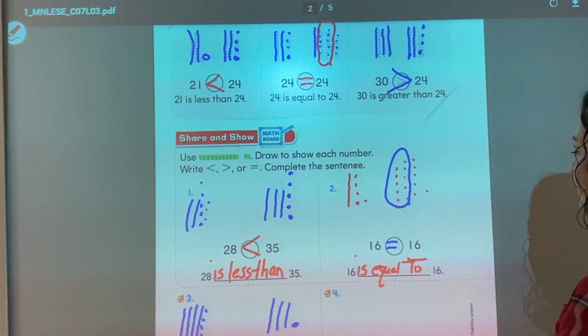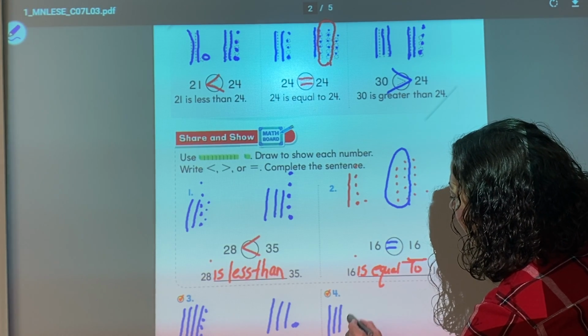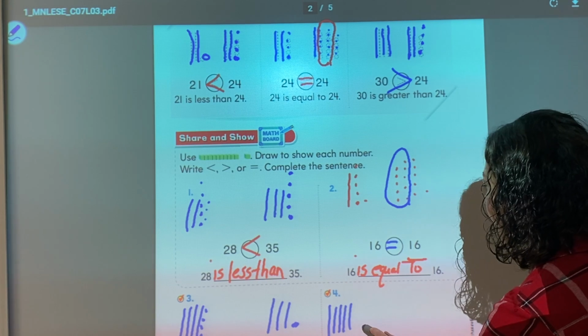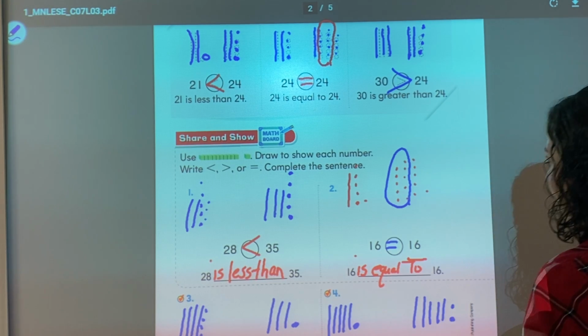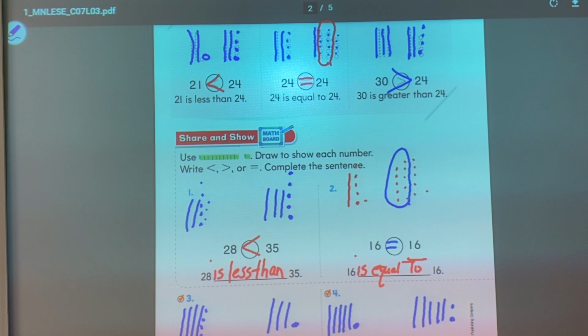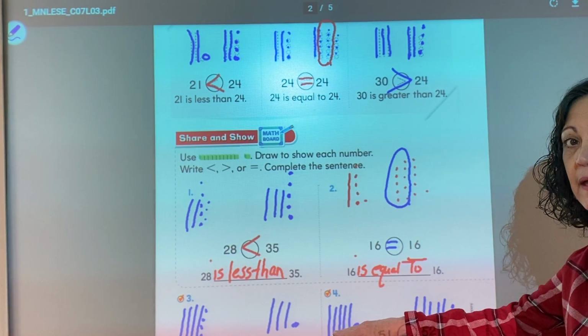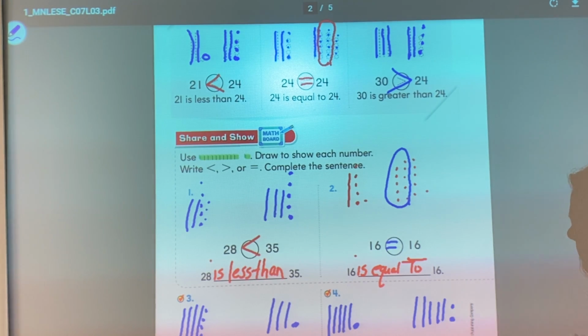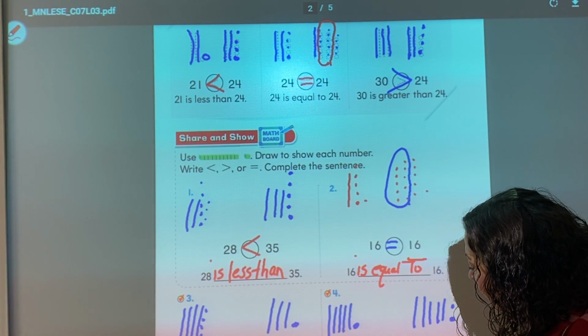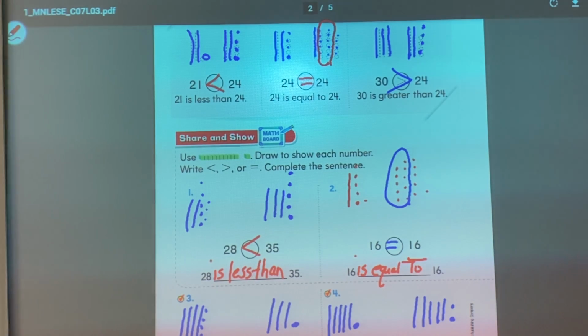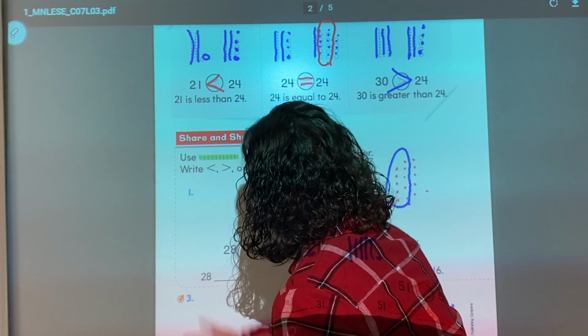Next I have 51 and 52. Well, 51 has 5 tens and 1 one, and 52 has 5 tens and 2 ones. So which one's the biggest? Well, the 5s are the same, so I have to go to the ones place. 2 is greater than the 1, so that means 51 is less than 52. Alligator mouth open to the big number. So that is 51 is less than 52. Okay, that's what you're going to be doing on your Seesaw work.